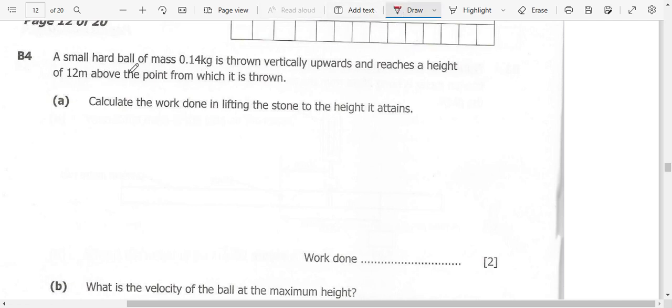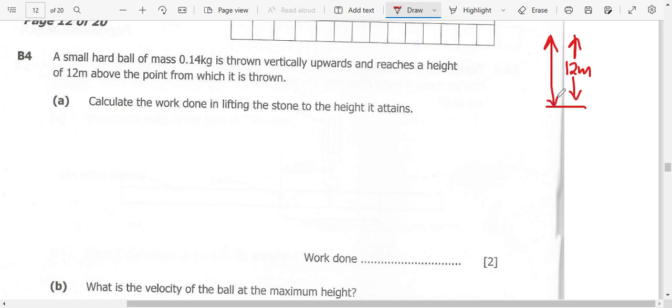A small hard ball of mass 0.14 kg is thrown vertically upwards. So vertically upwards means it's been thrown like this, straight up, okay, and reaches a height of 12 meters. So it reaches a height of 12 meters like that, above the point from which it was thrown. Calculate the work done in lifting the stone to the height it attains.